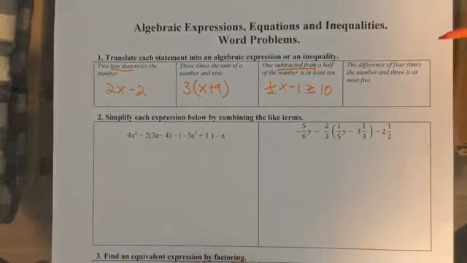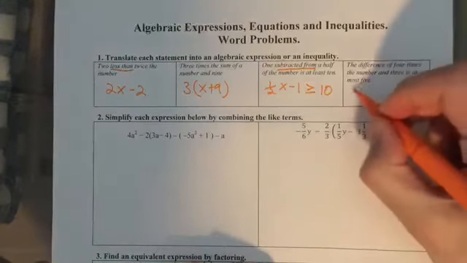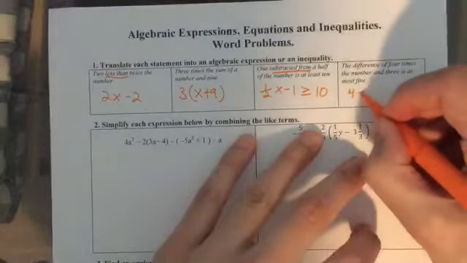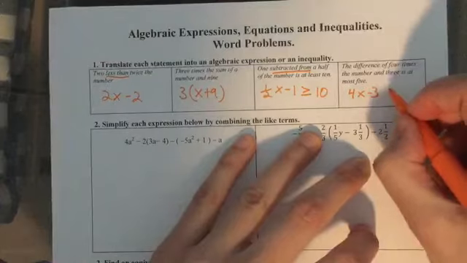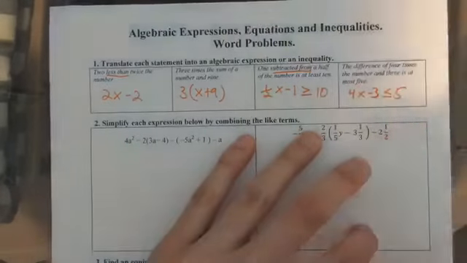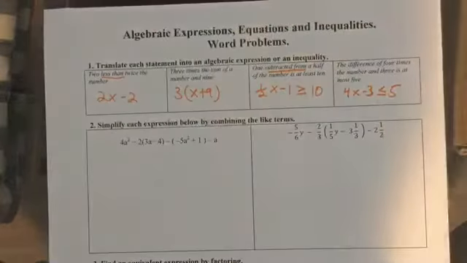The difference of 4 times a number and 3 is at most 5. Difference, keep the same order. So that would be 4x minus 3 is at most 5. That would be less than or equal to 5.